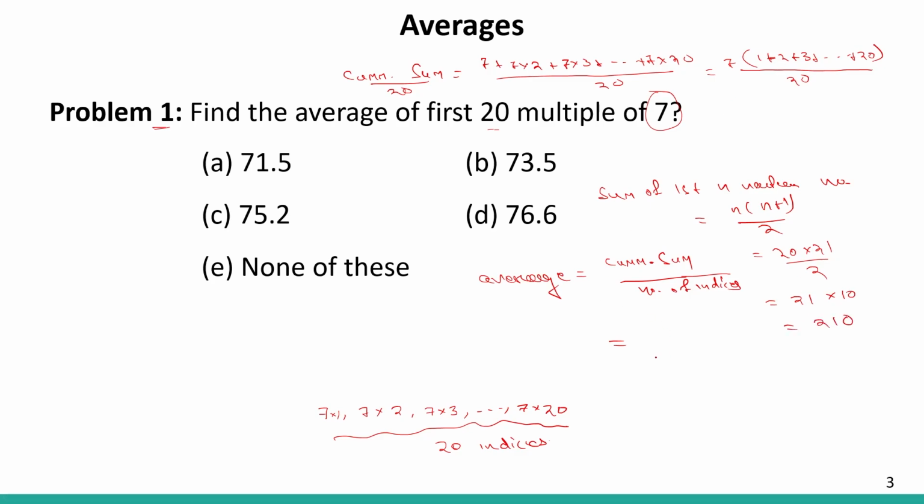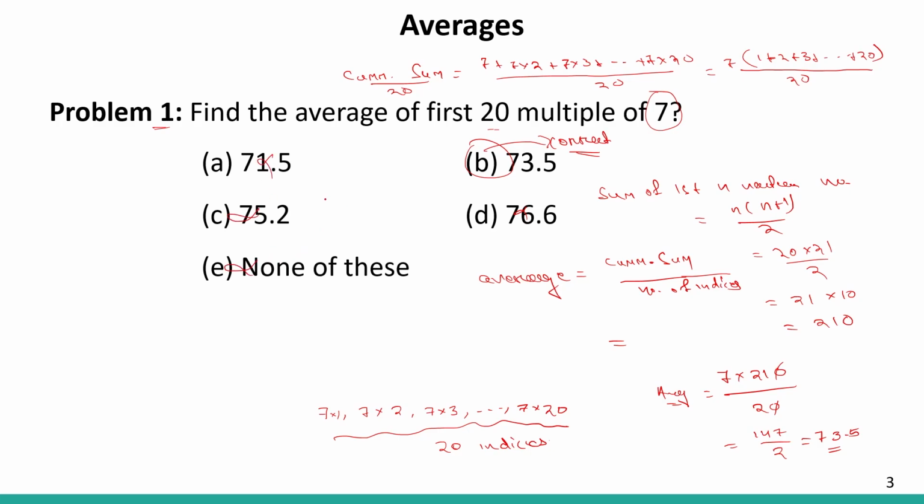That is multiplied with 7. So average is equal to 7 into 210 divided by 20. Cancelling a 0 from numerator and denominator, we are left with 7 into 21 by 2. 7 into 21 is 147, divided by 2, so it will be 73.5. Among these 5 options, only this option is correct, that is 73.5. The others are wrong options.